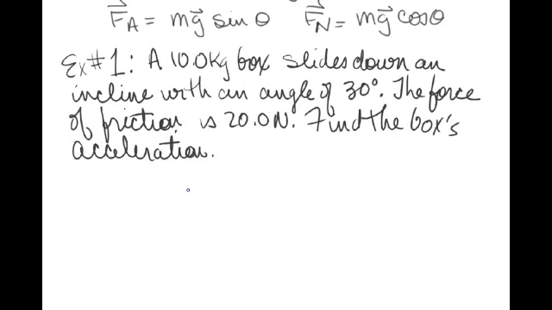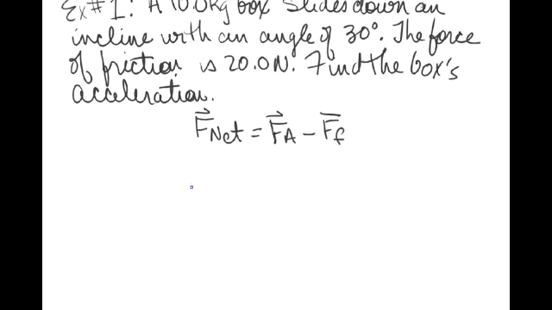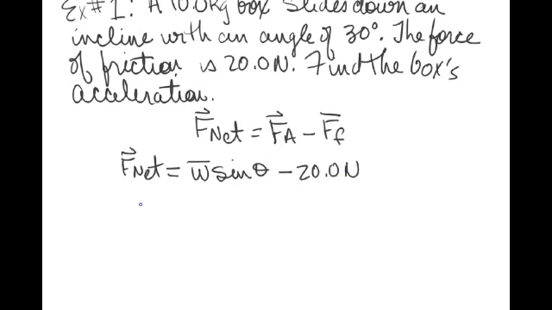Right, starting at the very basics, we know that the net force acting on the box is the applied force minus the force of friction. And we know that the applied force is larger because if it wasn't, the force of friction would be holding the box back. The net force is equal to the weight of the body times the sine of the angle minus the force of friction, which we were told is 20 newtons. Net force equals mg sine theta minus 20 newtons.